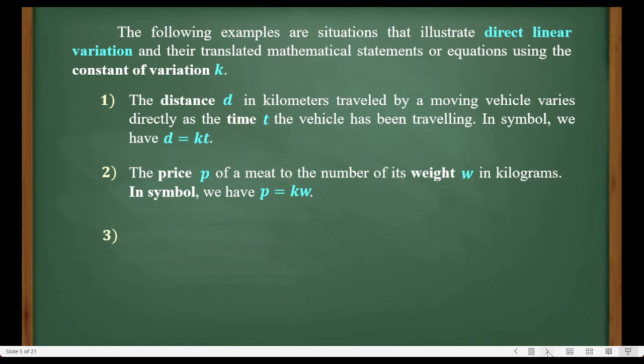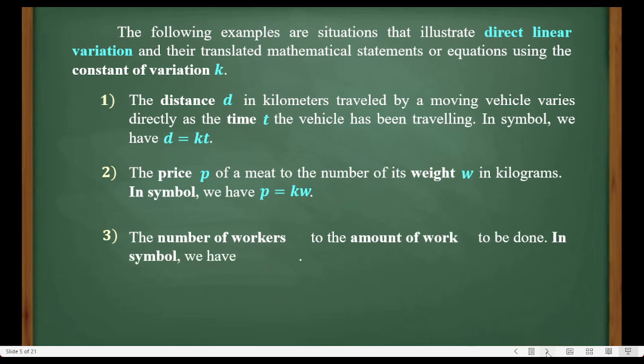Next, for the third situation that illustrates direct linear variation, we have the number of workers to the amount of work to be done. So the two quantities involved here are the number of workers and the amount of work to be done. For the number of workers, let us denote that as a small letter m, and the amount of work to be done is denoted by w. So if we translate this mathematically, we have m equals kw.